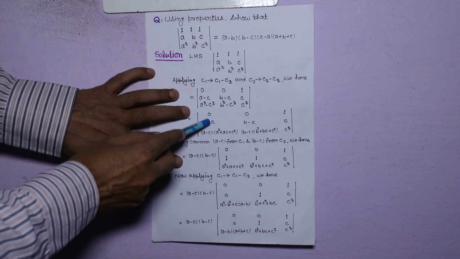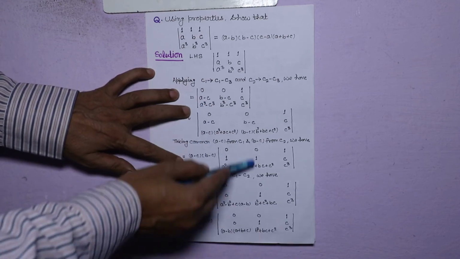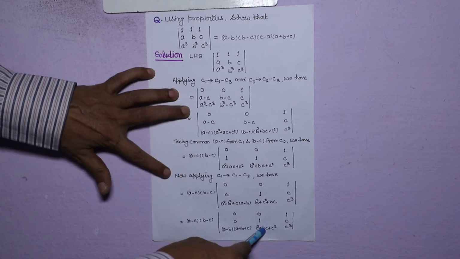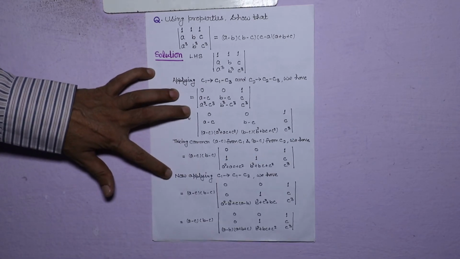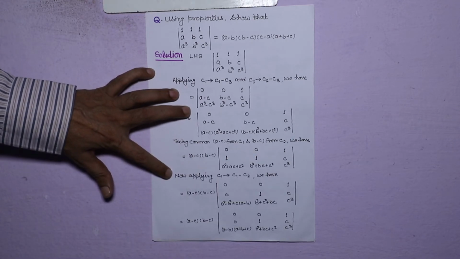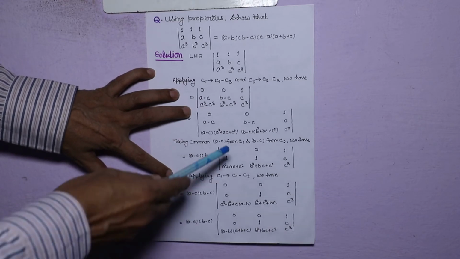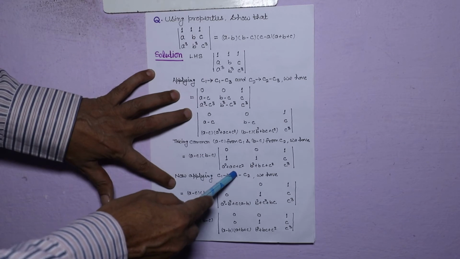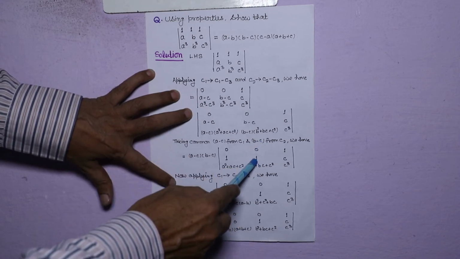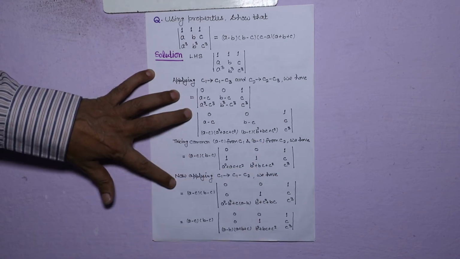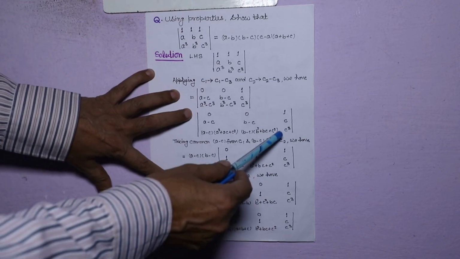Now in first column, A minus C is common. In second column, B minus C is common. So taking common A minus C and B minus C from first and second column respectively, what you have? 0, 1, A square plus AC plus C square. 0, 1, B square plus BC plus C square. And third column remains same.